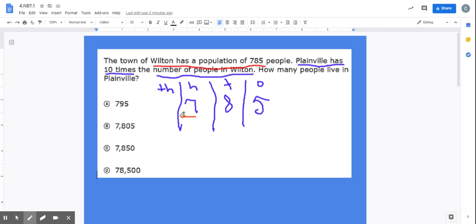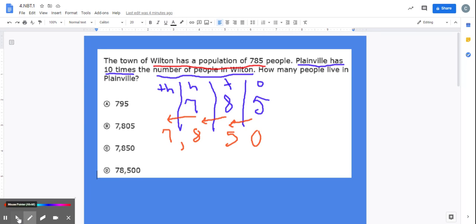So the 7 in the hundreds moves to the thousands. 8 in the tens moves to the hundreds. And 5 in the ones moves to the tens. Now there is no longer a ones place, so we use a place filler, which is the number 0. And we add in our comma by separating our periods of ones, tens, hundreds. So the total population for Plainville is 7,850.